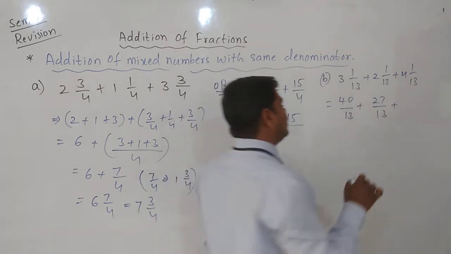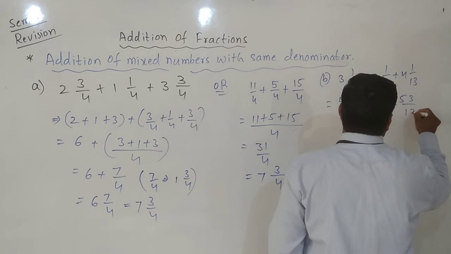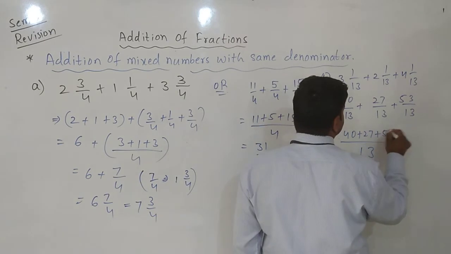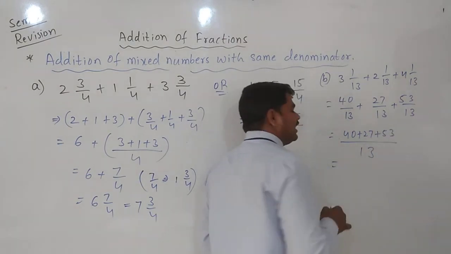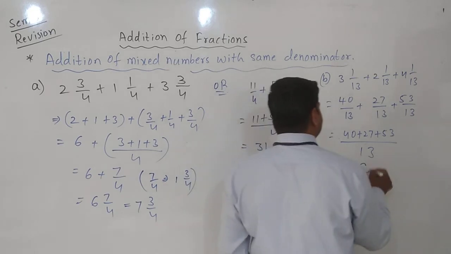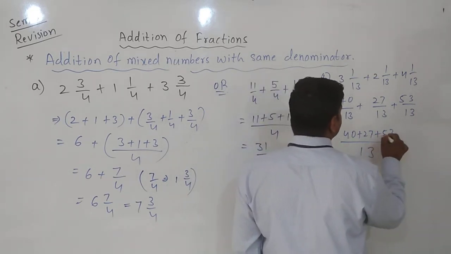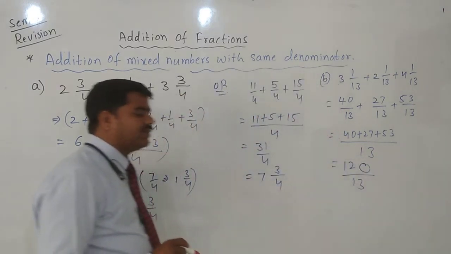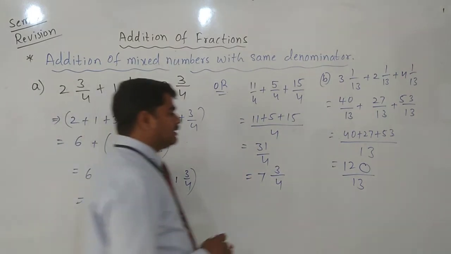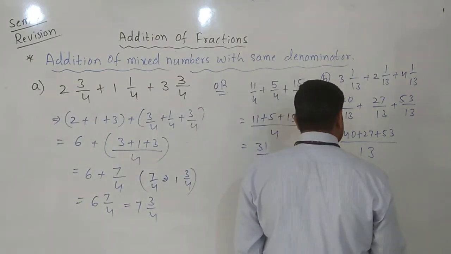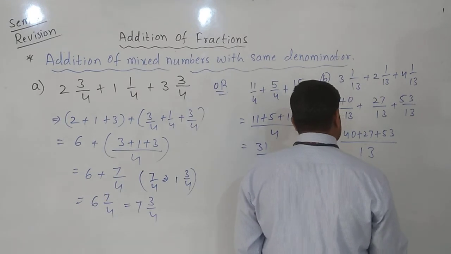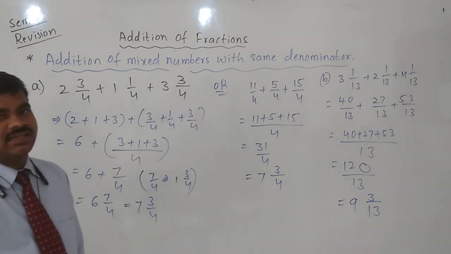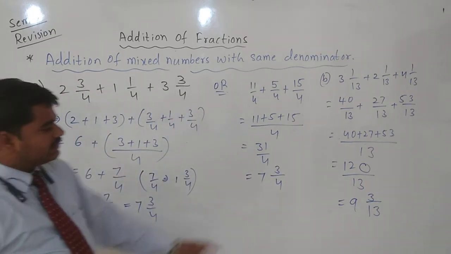13 fours are 52 plus 1, 53 by 13. Now 13 is common. 40 plus 27 plus 53. 3 plus 7 is 10, 10 plus 0 again 10. Then 1 carry, 0. 1 plus 4 is 5, 5 plus 7 is 12. 120 by 13. We can reduce it to its lowest term. 13 nines are 117. Then 3 remains. 9 integer 3 by 13 is the answer.